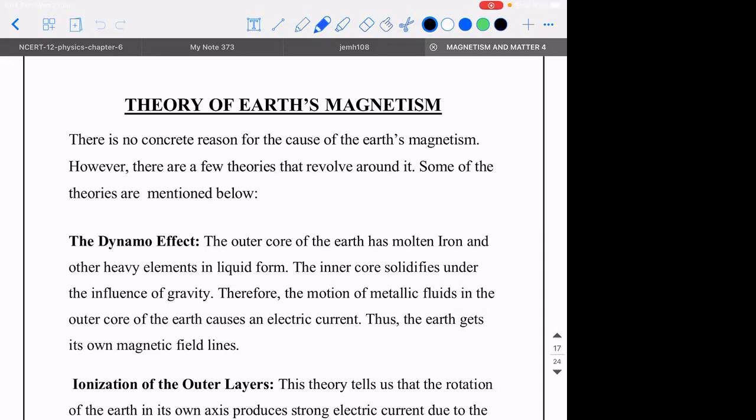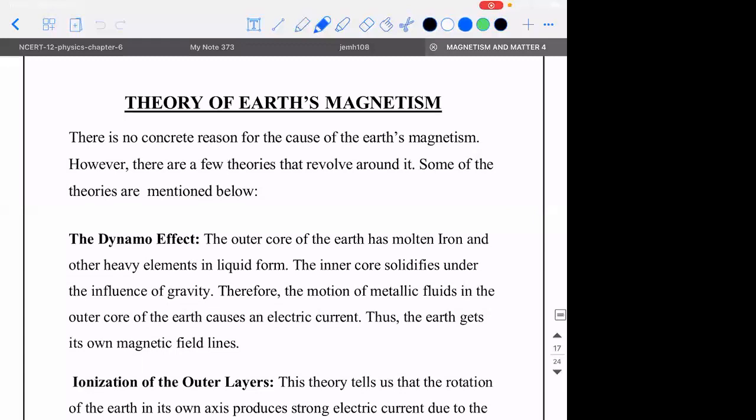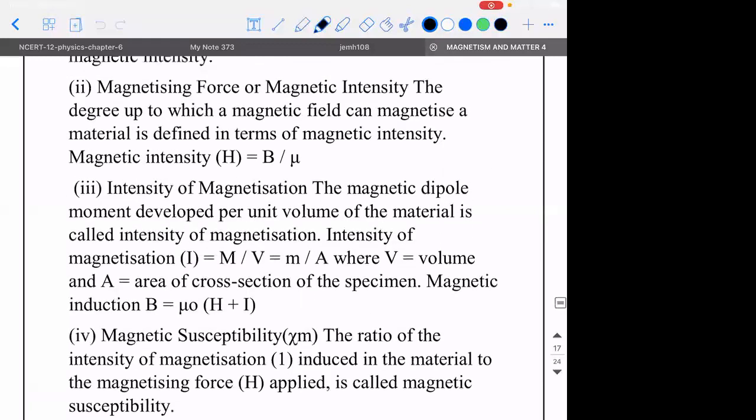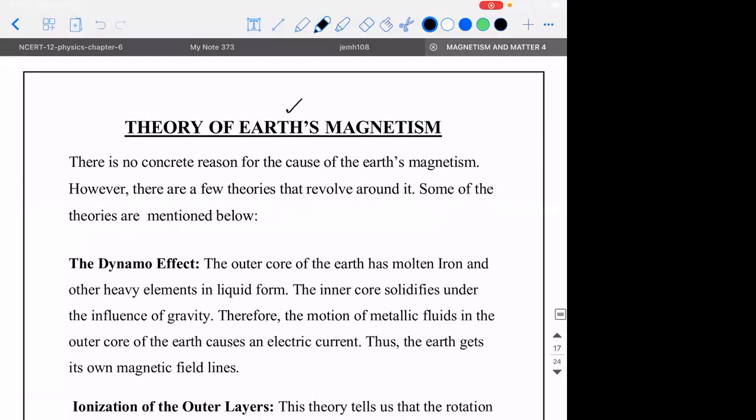Today we are going to discuss the last part of the chapter, that is, Earth's magnetism. So let's see what the topic is all about. Please write down the heading as Earth's magnetism.